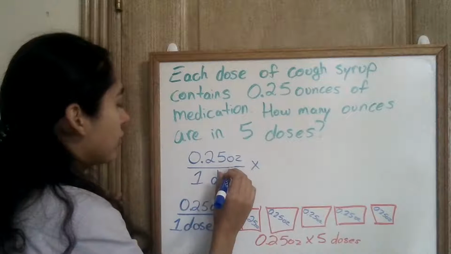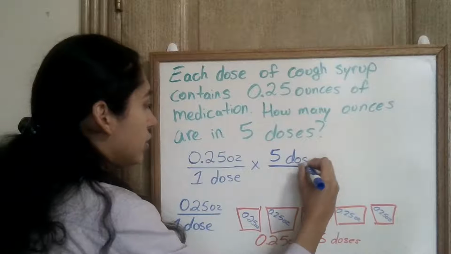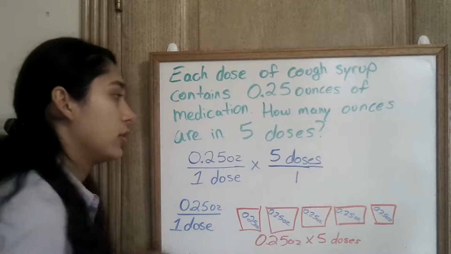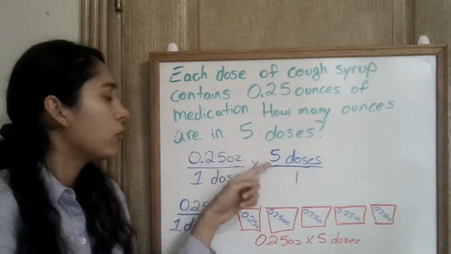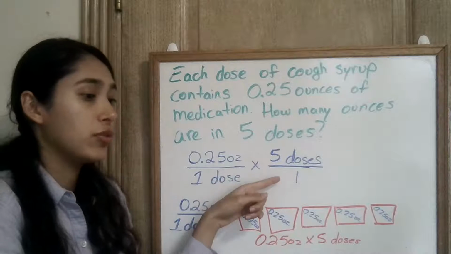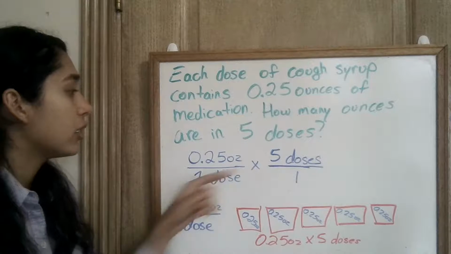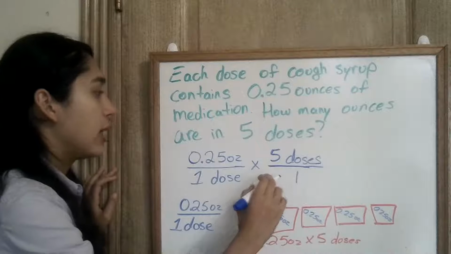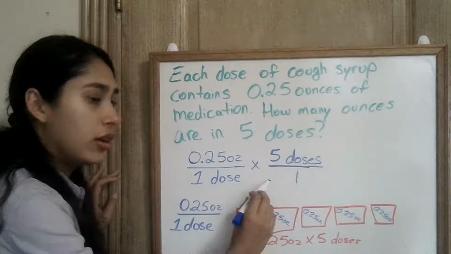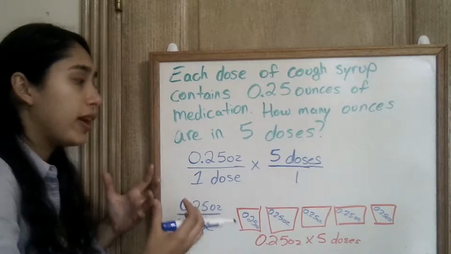So here we have 0.25 ounces divided by 1 dose. Here we have 5 doses all over 1. And we know that we're talking about 5 doses because we're not talking about a fifth. That's why we know it's going to have to be 5 over 1. And I want to make sure it's over a 1, because when we're multiplying, we're going to be doing the straight cross. I don't want to multiply by a 5 down here, because if I have a 5 over 5, I'm just going to get the same number. I don't want to simplify. I actually want to increase my value.